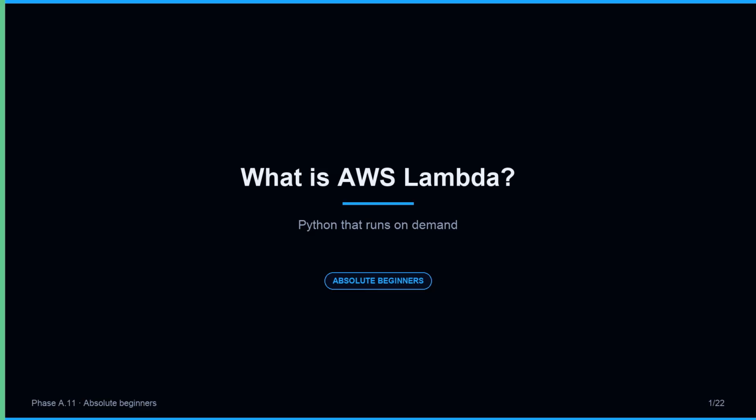Lambda is Amazon's service for running code without managing any server. You write a Python function, you upload it, and Amazon runs it whenever something triggers it: a web request, a timer, a file upload. You pay only for the seconds your code actually runs. This lesson is a concept lesson. We do not deploy anything yet. We build the mental model you need before we write our first handler in the next lesson.